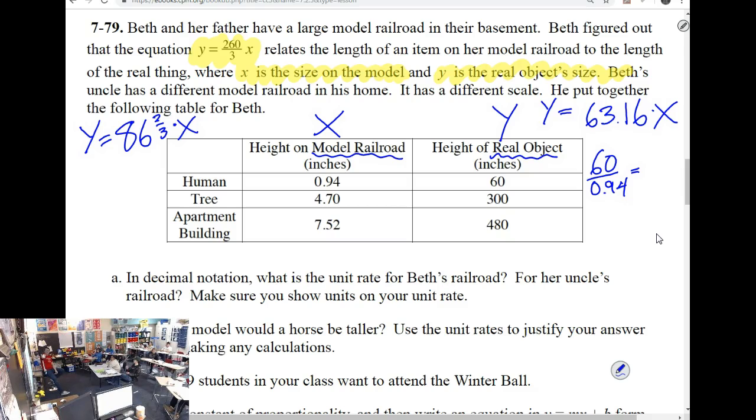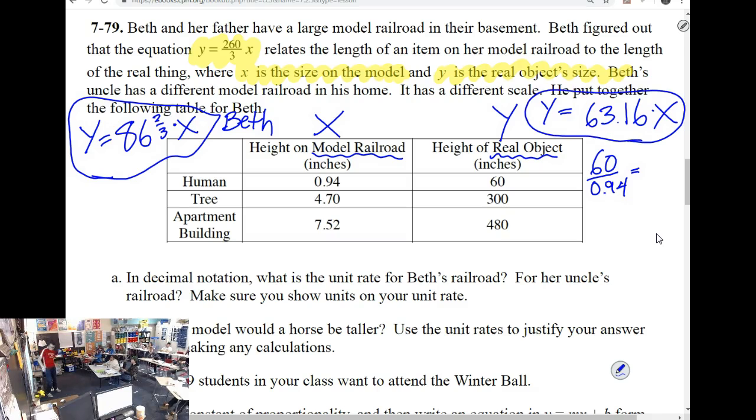Malarkey. 86 and 63 are not the same. Think. I told you to think for a second, and you spouted out a definite non-truth. We have different railroads, right? This is Beth. No, Beth is smaller. This division we did for Beth. I know. So this is Beth, right? And then over here is her uncle. Whose railroad is bigger and justify with why? Mallory?